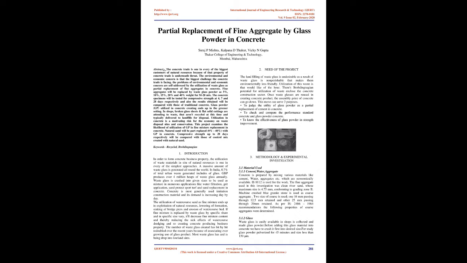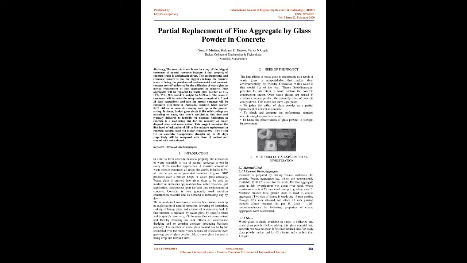Glass powder, GP, utilized in concrete making leads to a greener environment. In shops, broken glass sheets and flat glass cuttings are going to waste, which are not recycled at present and are typically delivered to landfills for disposal. Utilization in concrete is a motivating possibility for the economy on waste disposal sites and conservation.